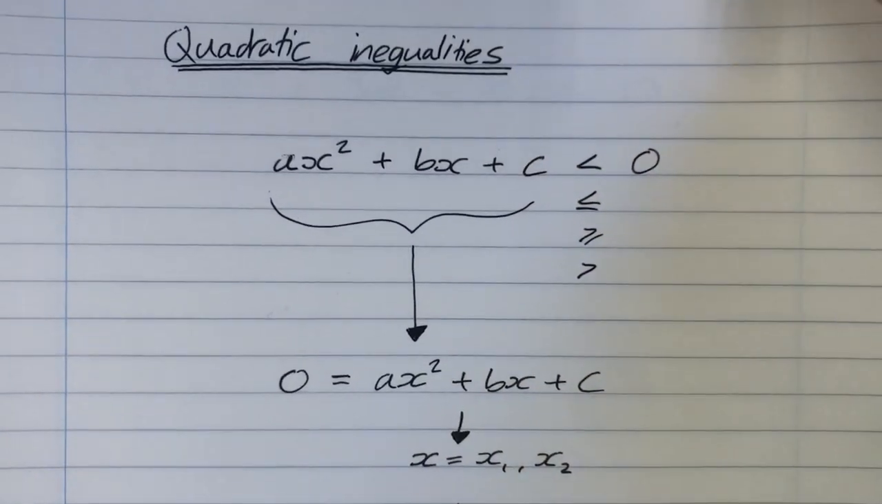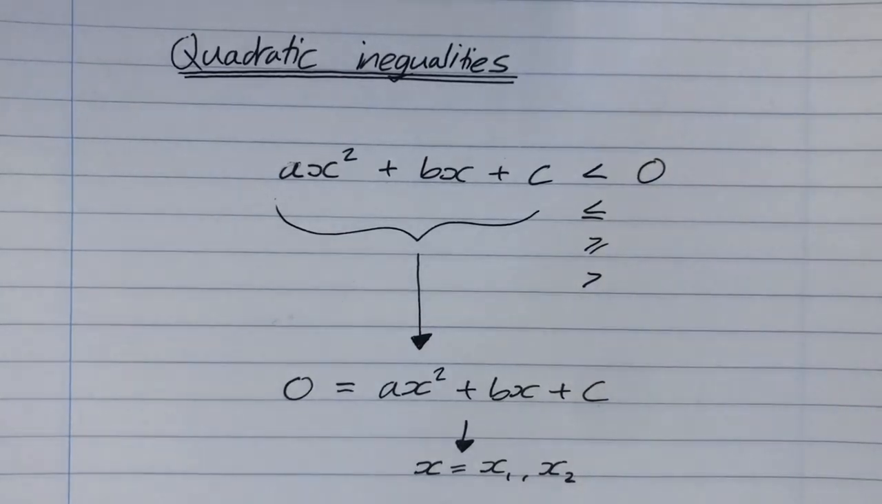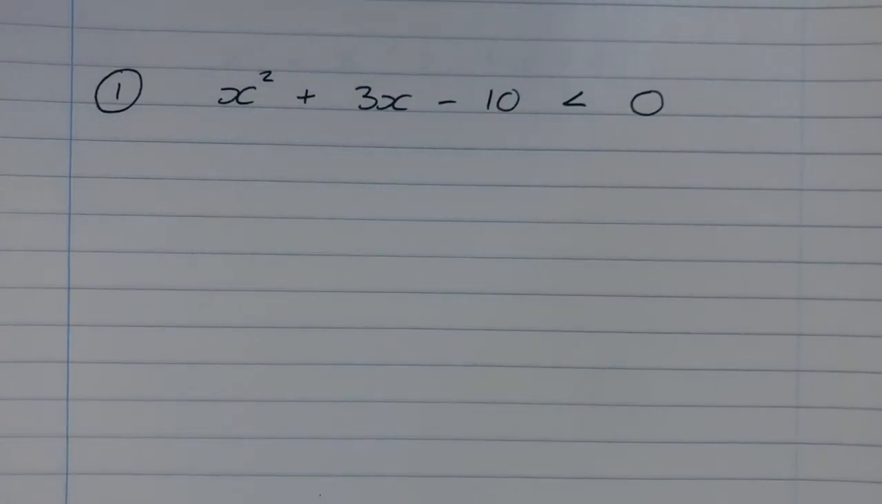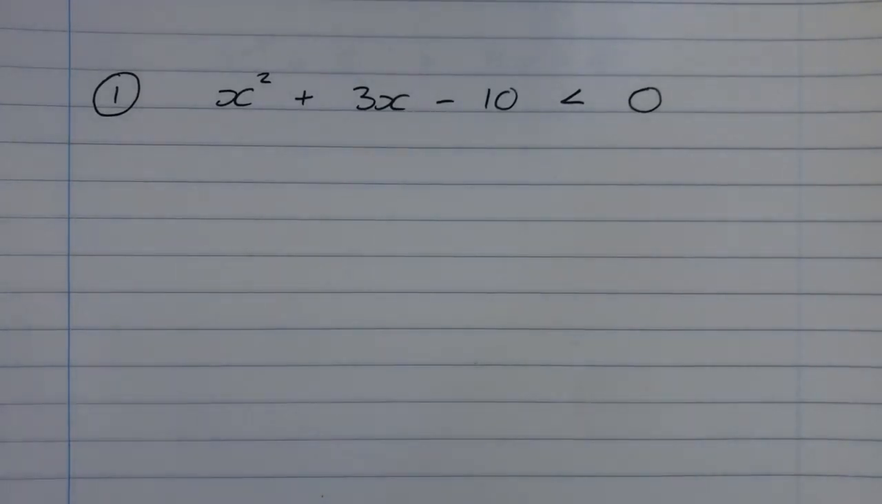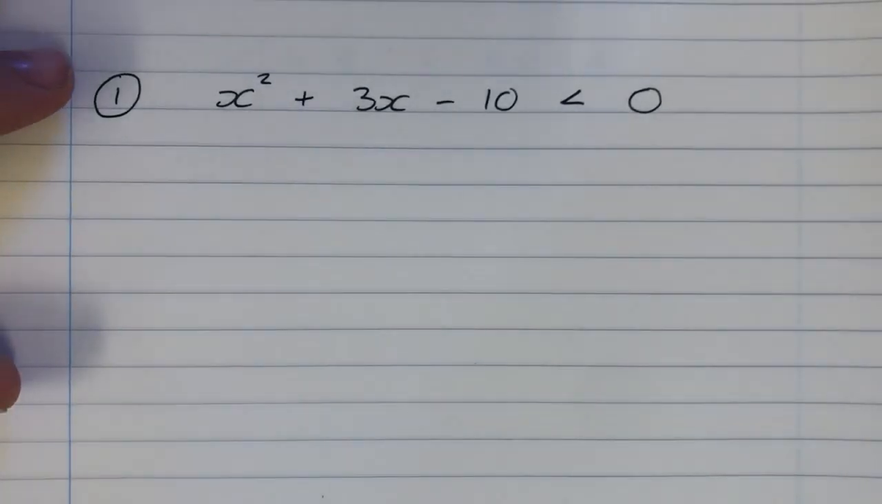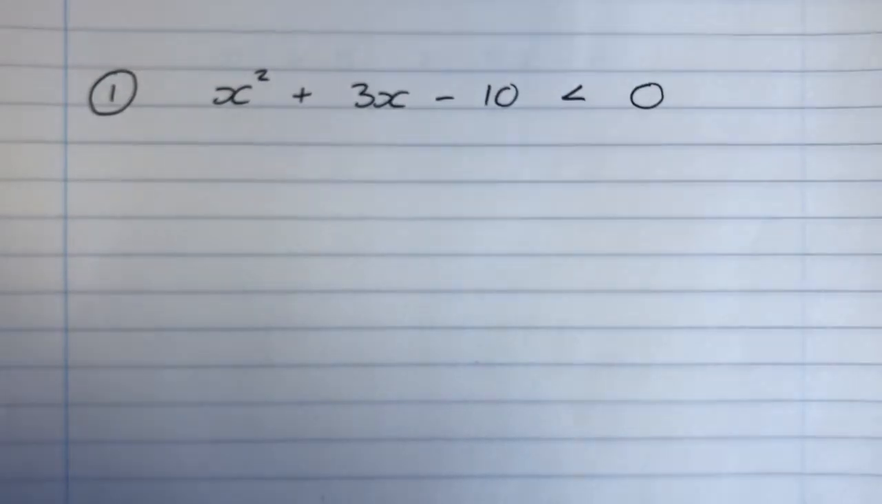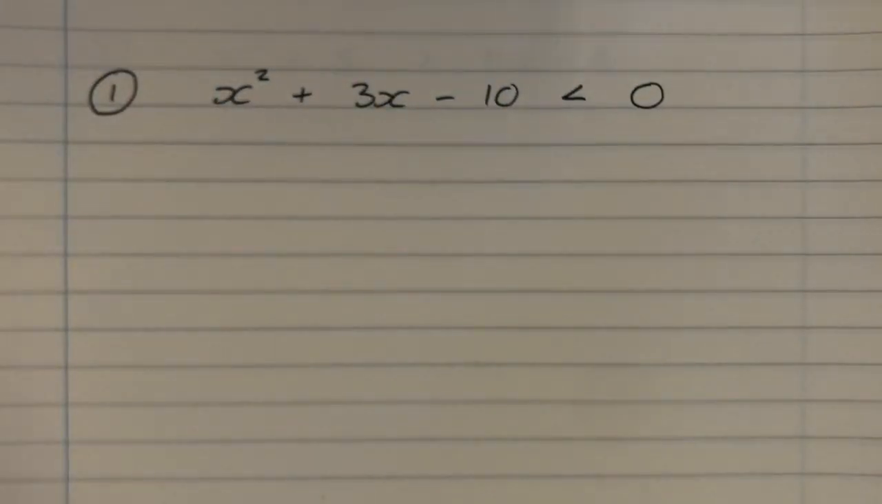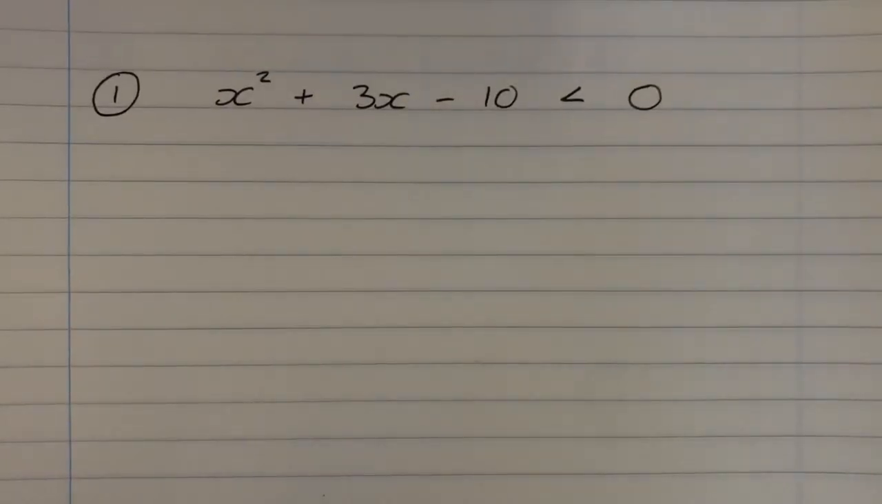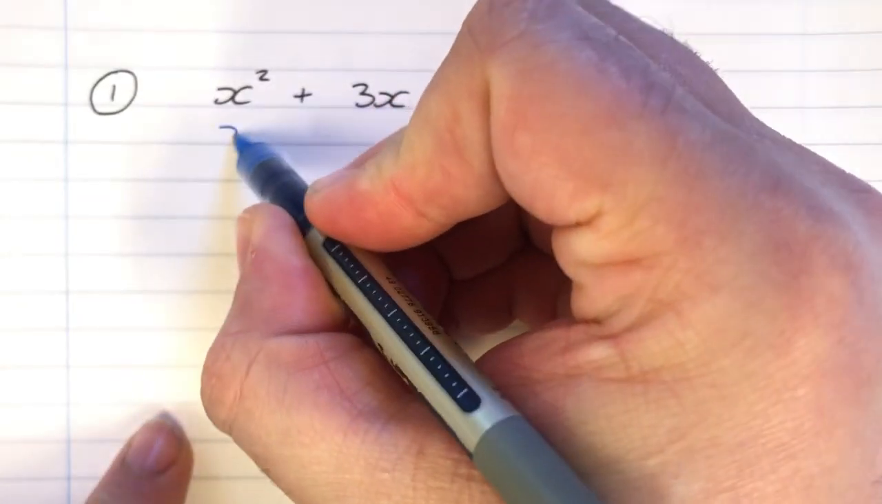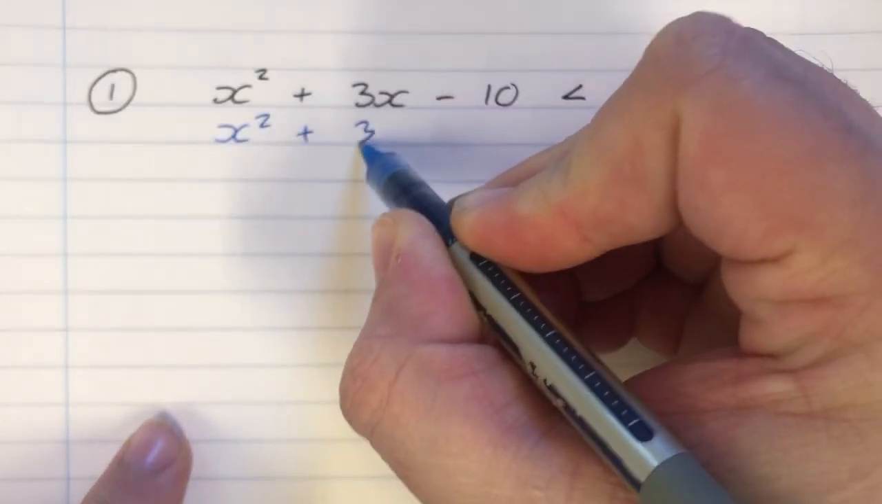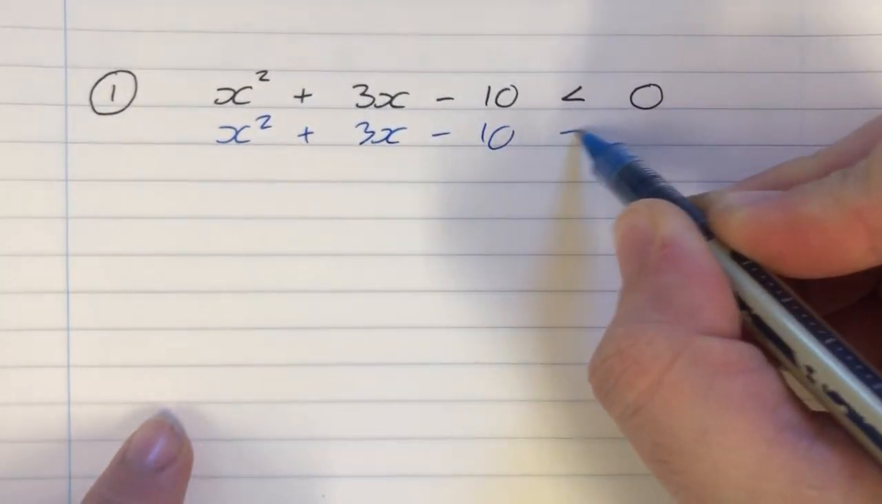There are a couple of other ways of doing these, but these are the ones that I'm going to be teaching today. Okay, so first example then. x squared plus 3x minus 10 is less than 0. What I'm going to do is solve the quadratic equation x squared plus 3x minus 10 is equal to 0.